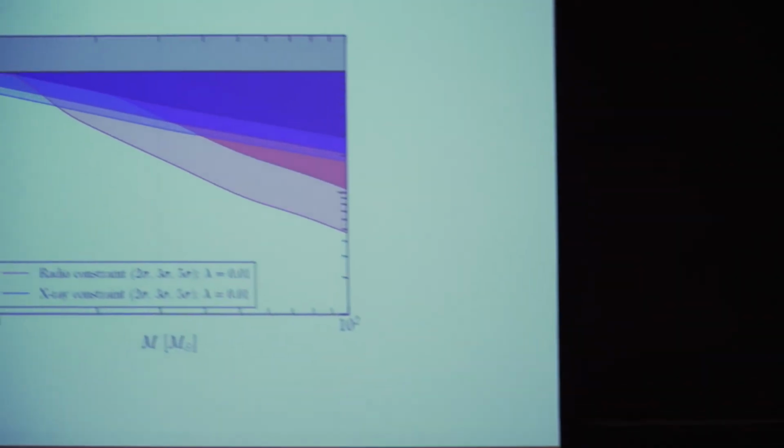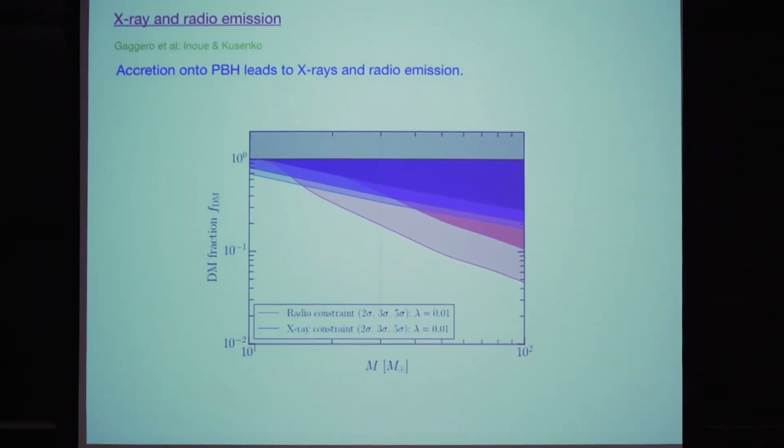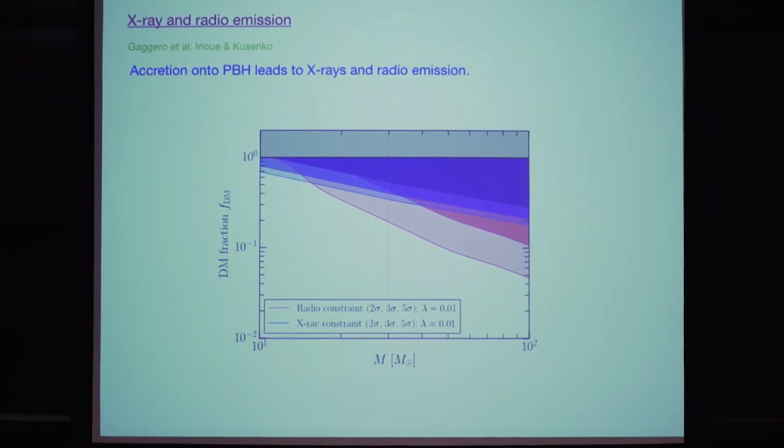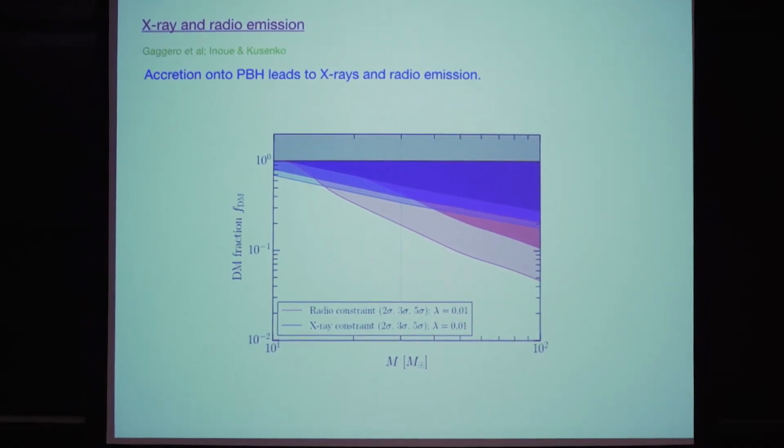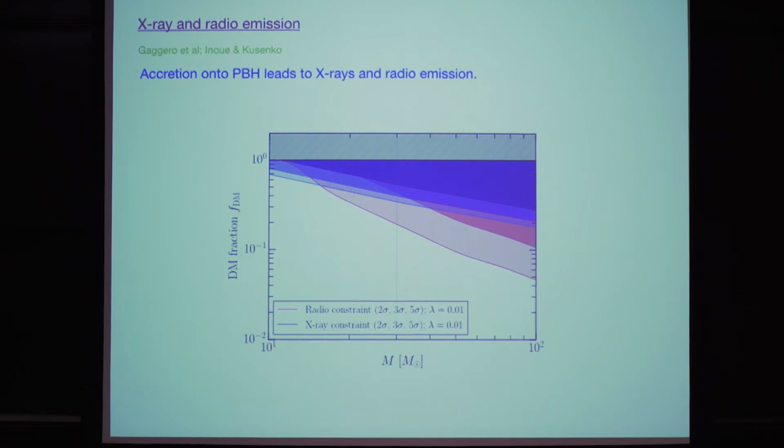Along similar lines, the accretion onto the black holes could also lead to X-ray and radio emission. If my memory serves me correctly, this is basically looking for anomalous point sources of X-ray and radio emission, and you don't see them. So here again, we've got constraints on the dark matter fraction in black holes going from 1, 0.1, 0.02, and then going from 10 to 100 solar masses, with the radio constraints in red and the X-ray constraints in blue.